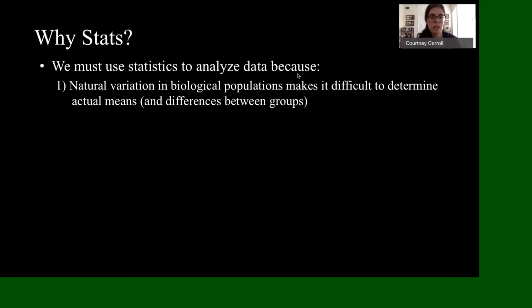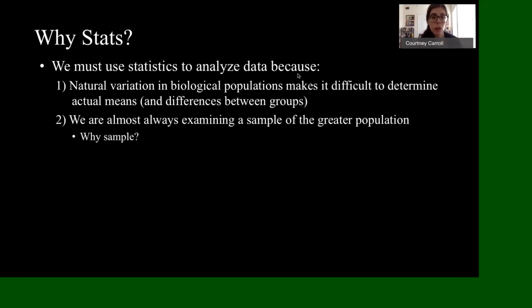Why even bother with statistics? Well, we need to use statistics to analyze data because there is natural variation in biological populations that makes it difficult to determine actual means, actual differences between groups, especially when we talk about humans. Humans are incredibly diverse, and trying to figure out what is considered normal or average is a challenge. We are almost always examining a sample of a greater population. As I said, it's almost impossible to do this on every single person or every single mouse. And so instead, we're testing a small sample. And we need to think about that sample when we want to compare our results to a greater population.